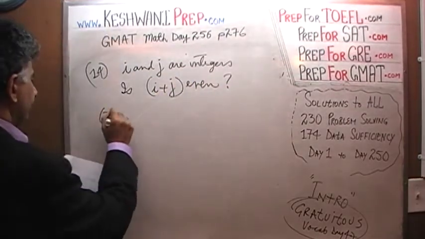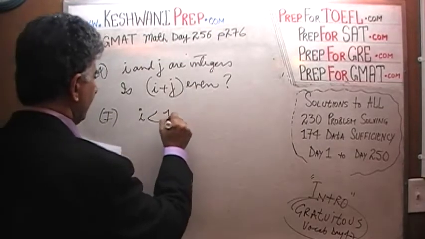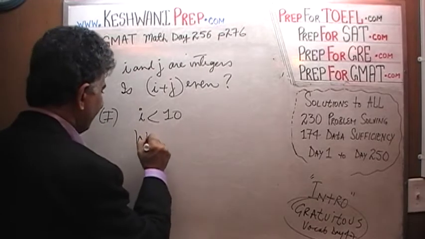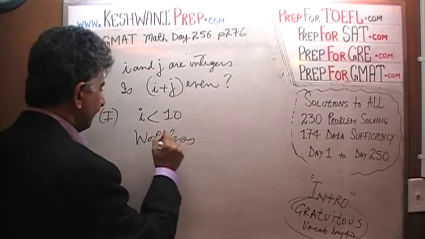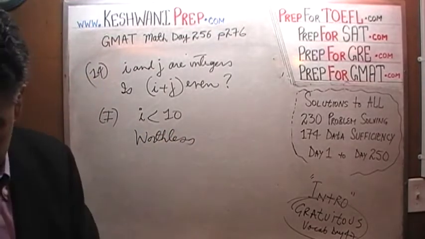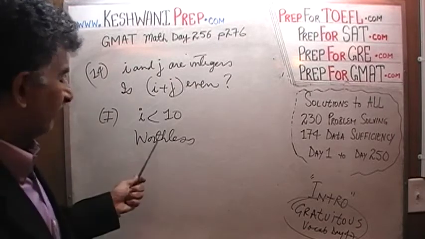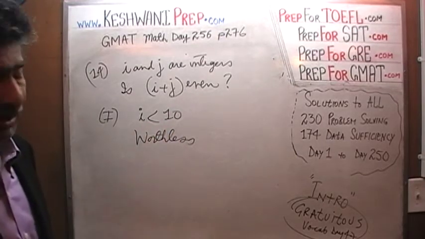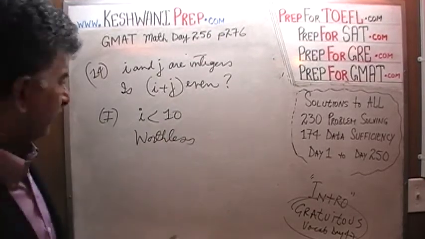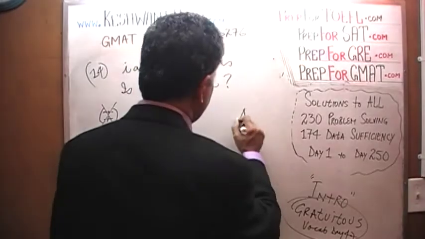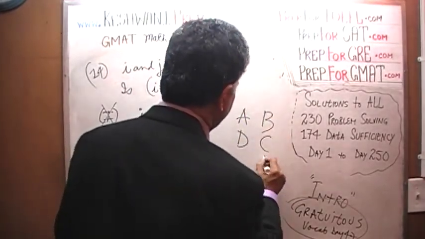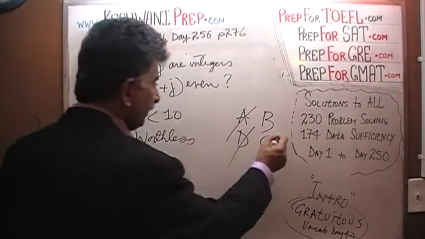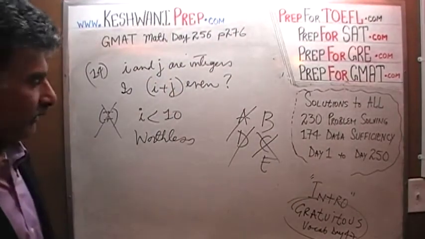Let's see what they tell us in the first statement. The first statement tells us that I is less than 10. Simply knowing that I is less than 10, it is not that this information is not sufficient, it is worthless information. Knowing that I is less than 10 tells us nothing at all about whether or not the sum of the two quantities is even. The first statement does not do the job. A, D, B, C, E. Answer cannot be A or D. The fact that we claim that it is worthless tells us that putting the two together will not get us anywhere. Answer cannot be C.